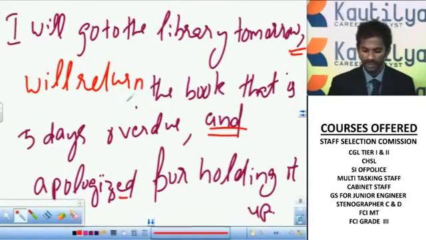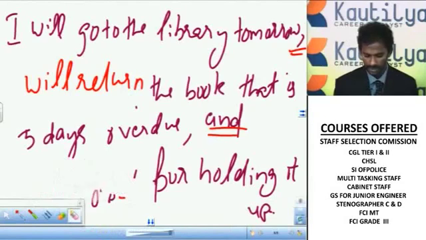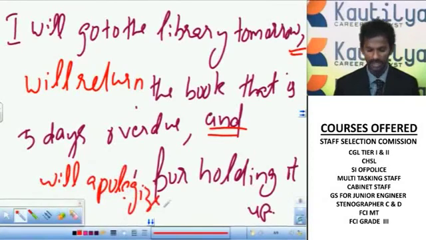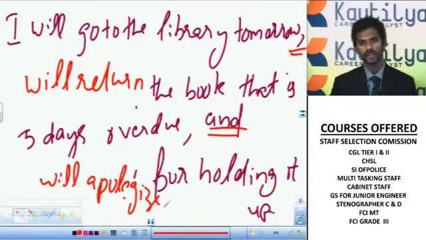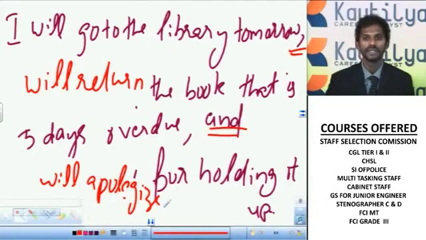Leave it there. Will return the book that is 5 days overdue and apologize. We have to change that one too, right? And will apologize for holding it up. That is future, right? So here we have three ideas and all the three ideas are in the future tense now. But there is an error with redundancy.